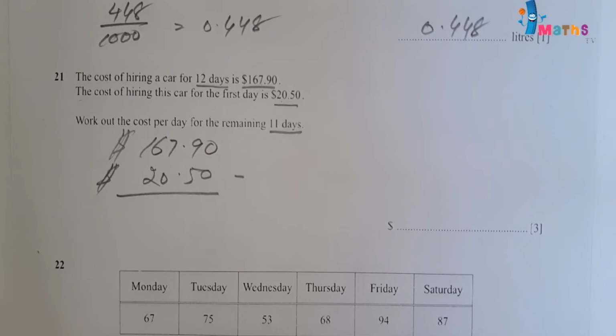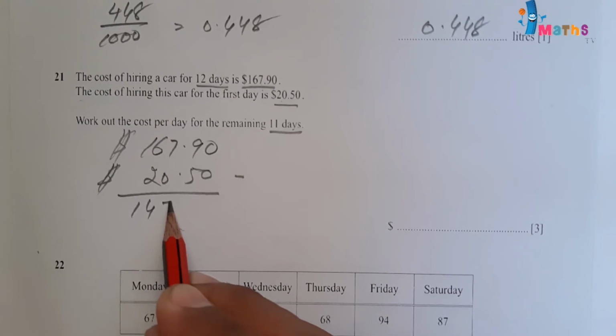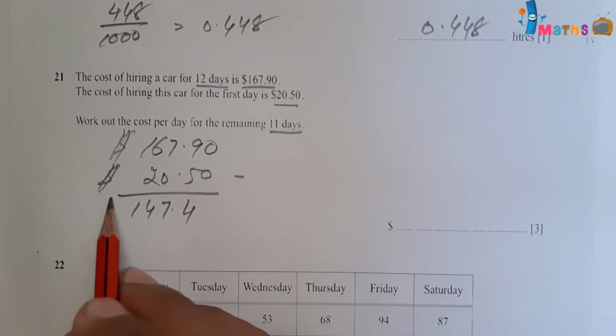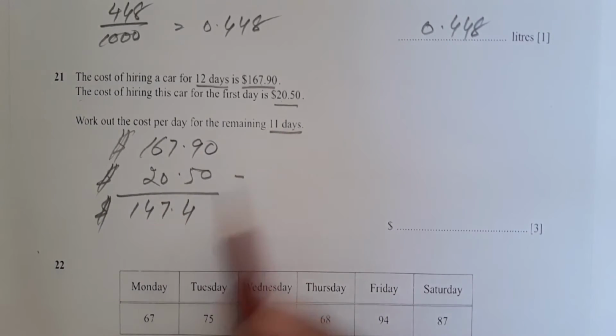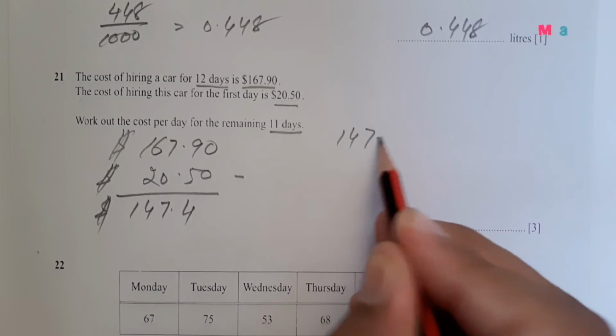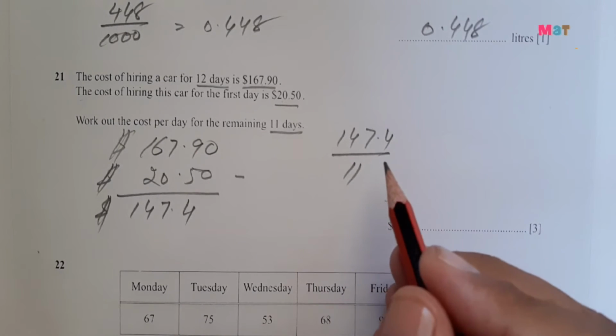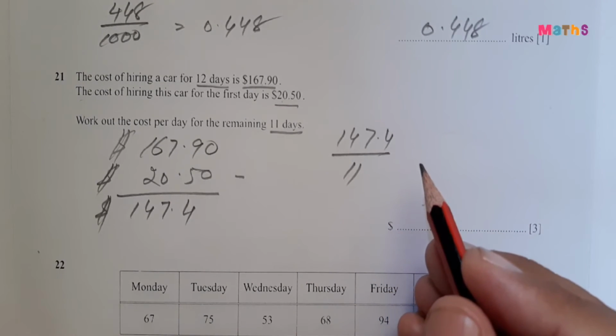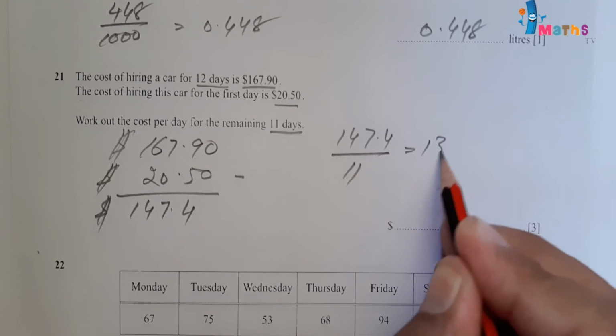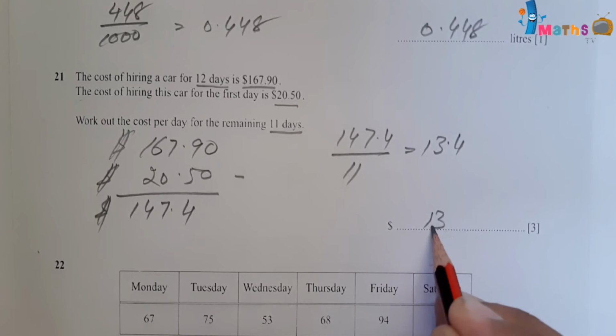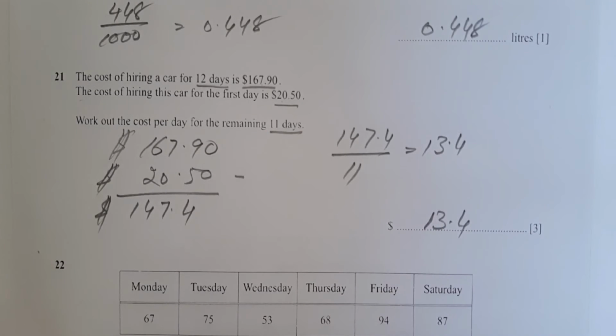if we subtract 167.90 minus 20.50, it will be 147.4, and this amount is for 11 days. We'll divide 147.4 by 11, and we will get $13.4. So 13.4 will be our answer.